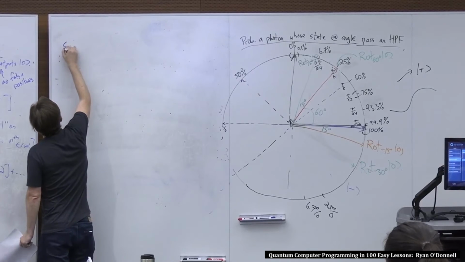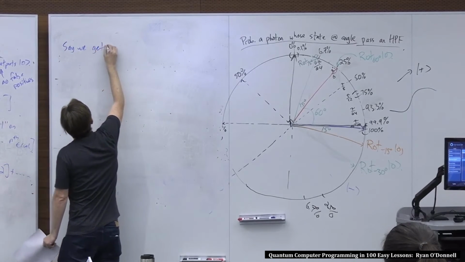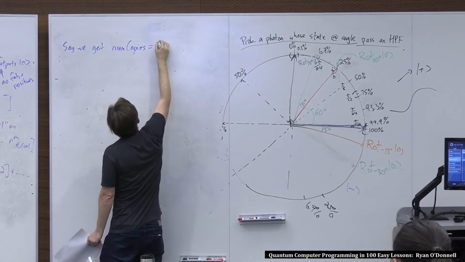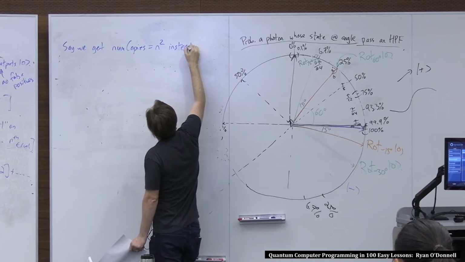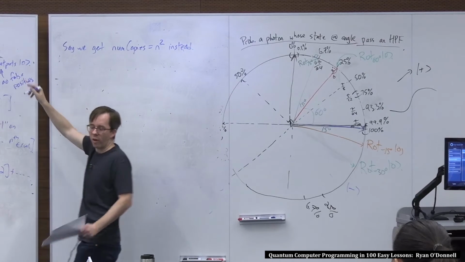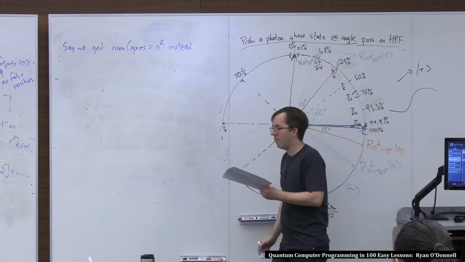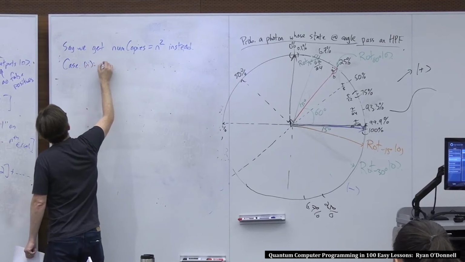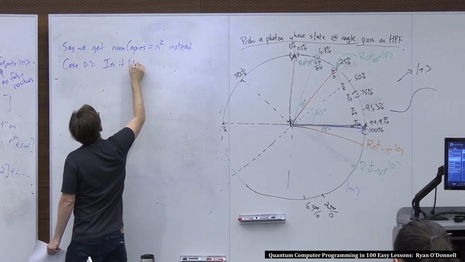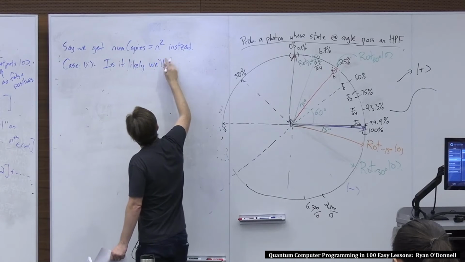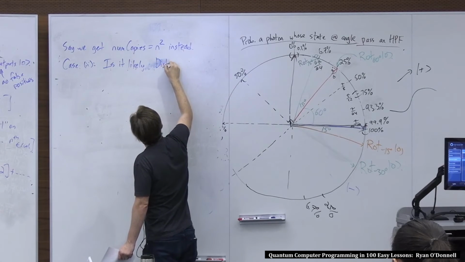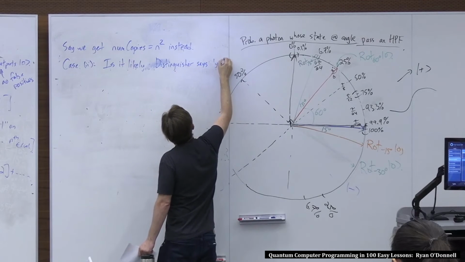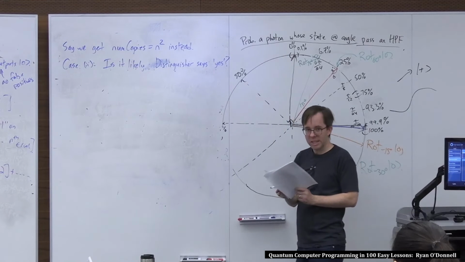So let's consider that. Now let's say they're really nice to us, and we get num copies to be n squared instead. Well, this part is still the same. There's still no false positives. But now, in case 2, let's ask, is it likely now that the distinguisher will say yes? And the answer is yeah.